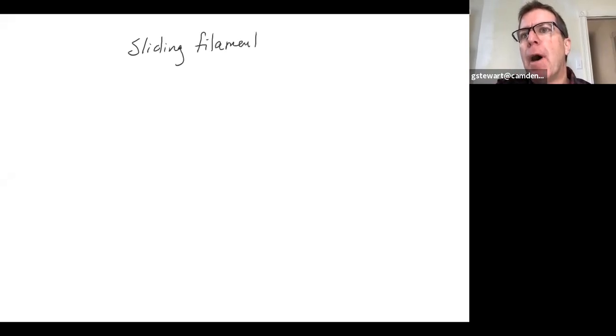We call the end of this story, when the actin molecules get pulled toward the M line, I want to go over this language with you because I will use it and your book uses it. We call it the sliding filament model of contraction.